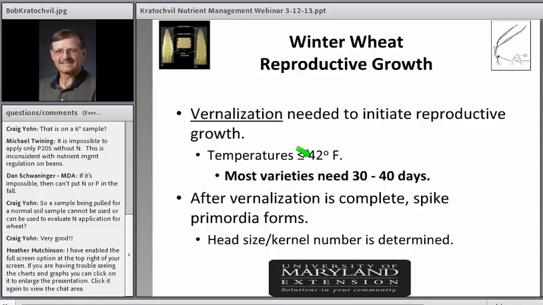And what happens after the vernalization is complete is that the spike primordia will form. If you would dissect wheat, get down to the growing point after you've accumulated enough vernalization days, you would actually see the formation of the tiny head or the spike. If you had a microscope, you could see the head and the formation of the kernels on that spike. So it's at that point in time that your head size and kernel number is determined.